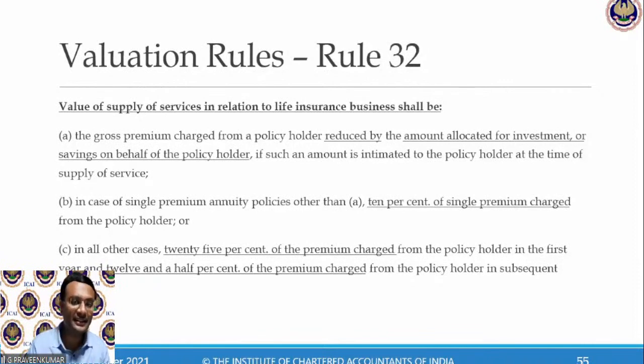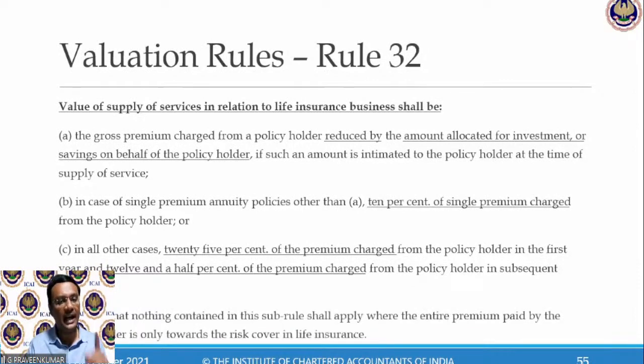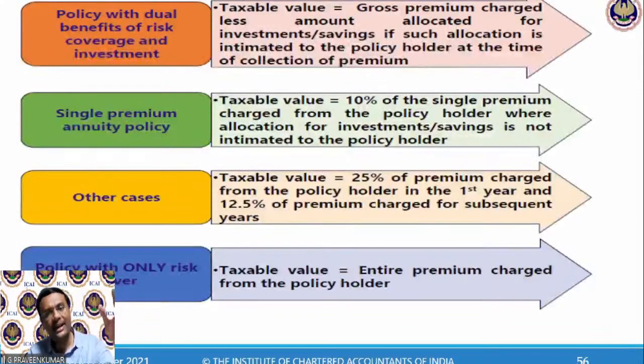So what if it is a one-time annuity, meaning I pay once and never pay a premium again? Then 10% of the single premium. What if it is charged year on year? In the first year they charge 25% of the premium as value. From the next year onwards, 12.5% will be the value on which GST has to be paid. What if it is any other policy? Then the entire value is subject to GST. So this is the value in relation to insurance.